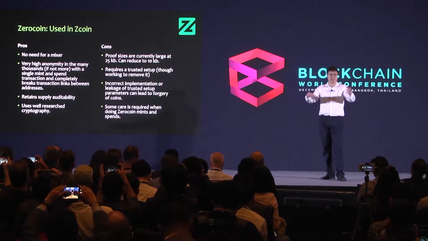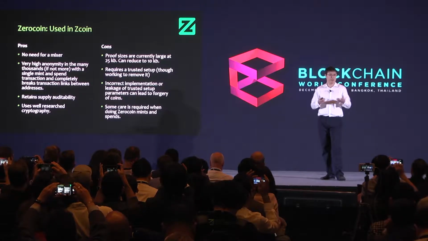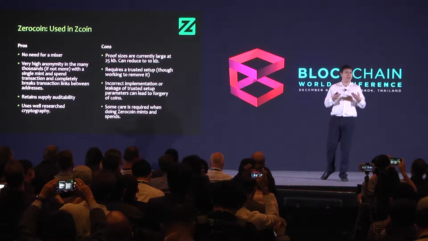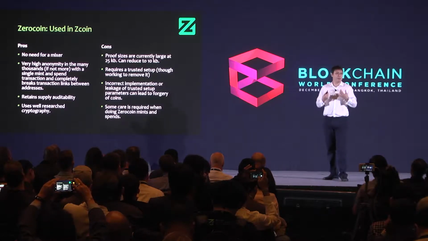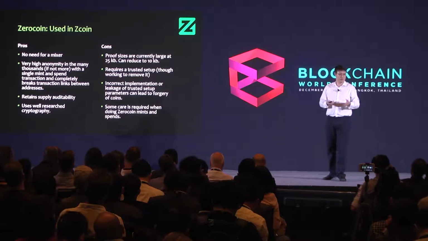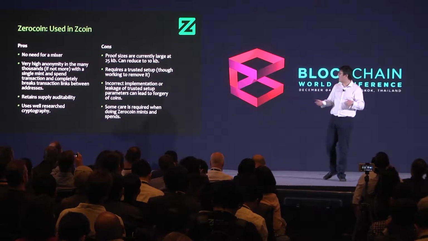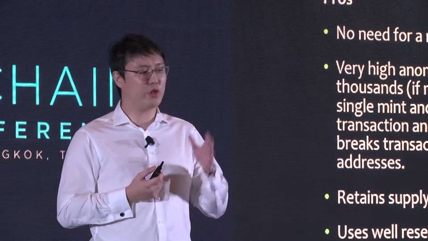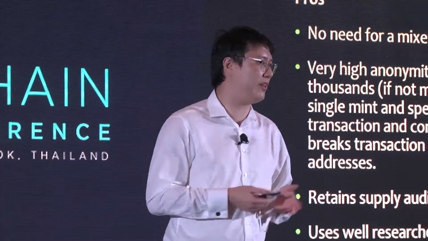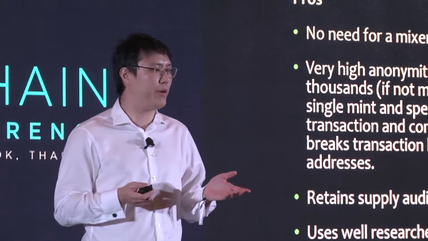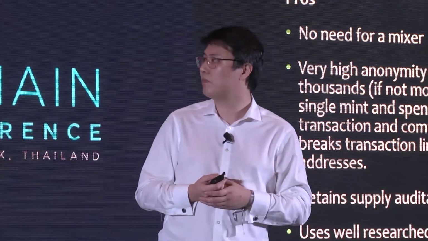So basically, instead of your anonymity set being a couple of people in the room, the analogy is that my anonymity now is with every single person that's ever farted before. So if I have farted before, then I'm in that anonymity set. And it retains supply auditability, and it uses very well-researched cryptography. I think everyone's heard of RSA. If RSA breaks, the least of your concerns would be Zcoin.